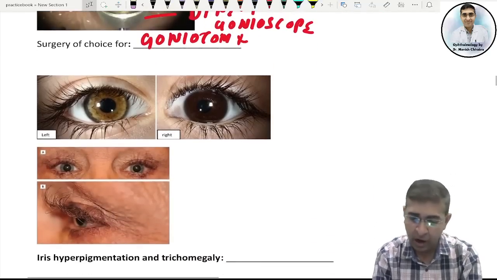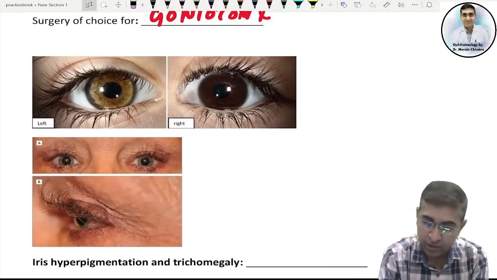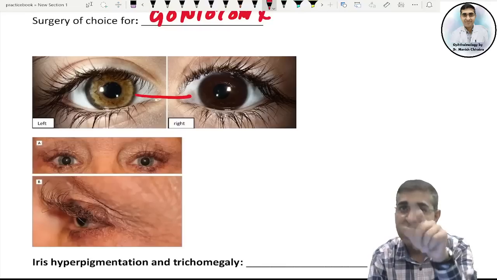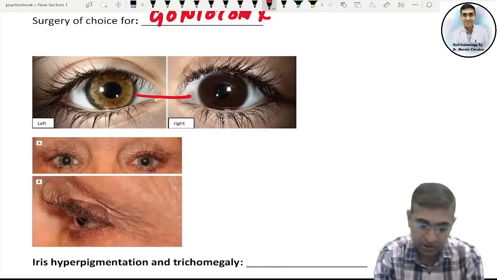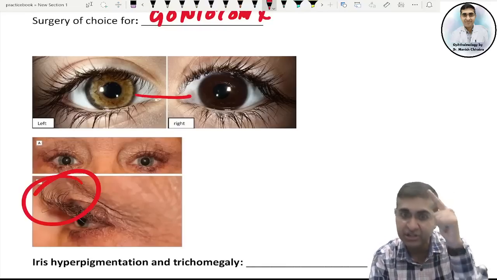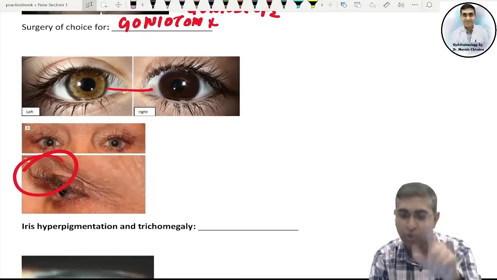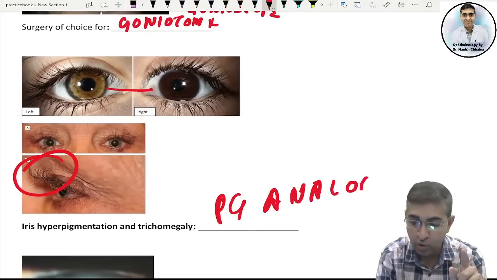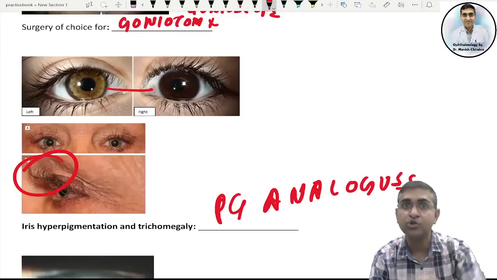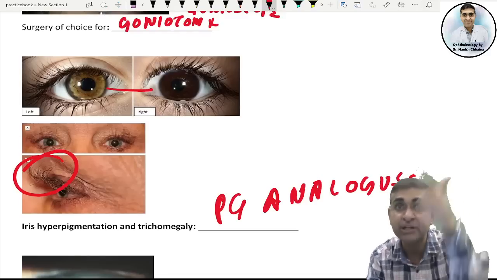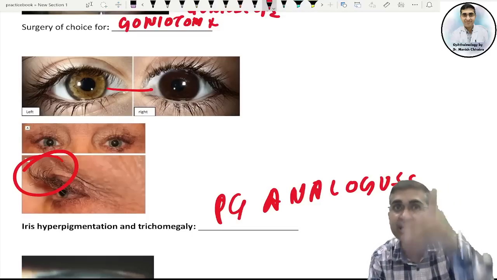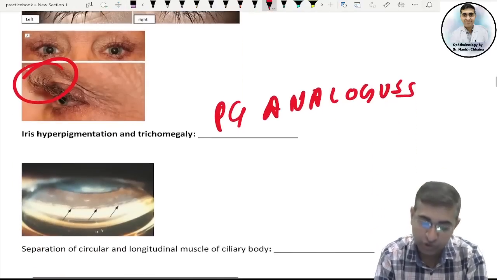All right, now next, what is this? You can see that there is a difference in the iris of the two eyes. Iris hyperpigmentation is there, and you can see the size of the eyelashes is increased. Trichomegaly. Which drug can cause this side effect? It is prostaglandin analogs. And do you know prostaglandin analogs are the drug of choice for primary open angle glaucoma, primary angle closure glaucoma, and normotensive glaucoma. This is also a recently asked INICET exam question.